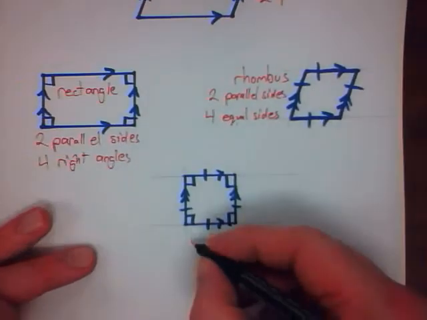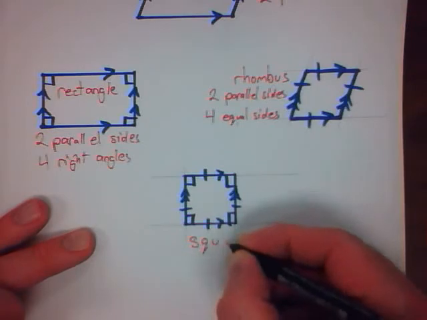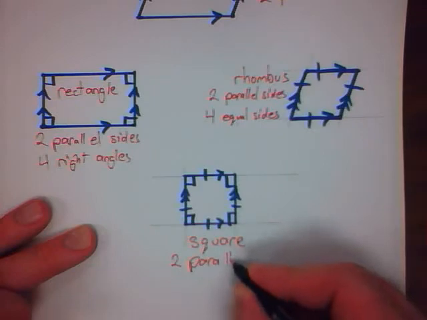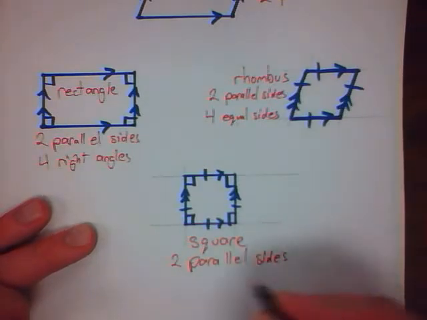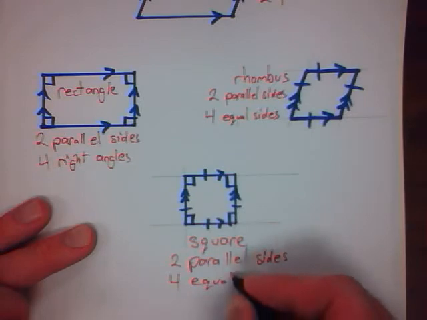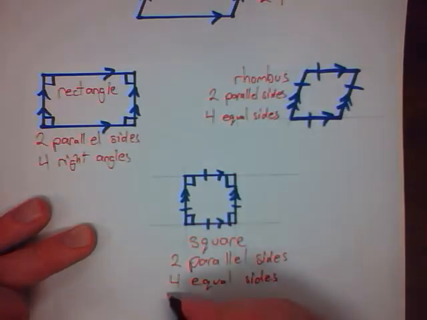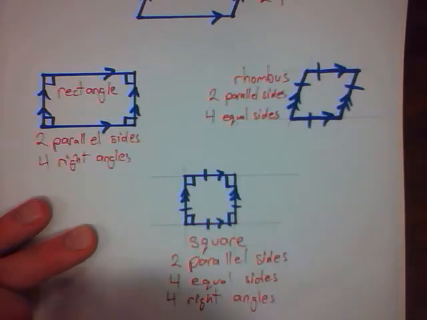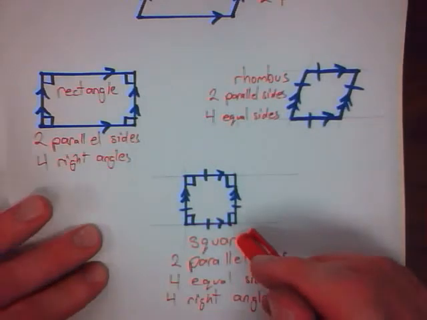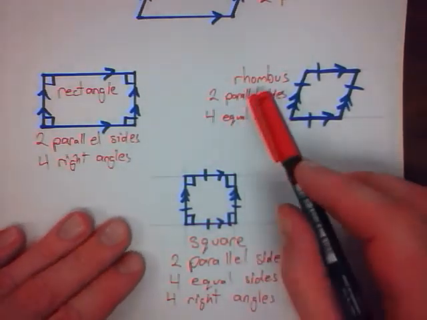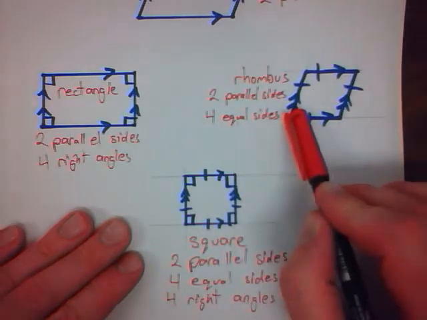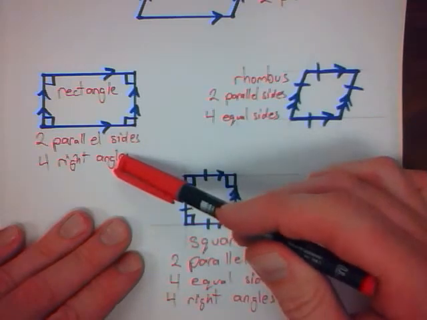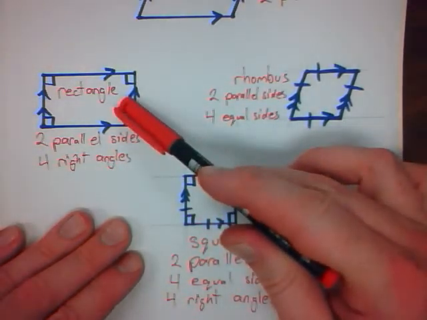Last shape, the square. It has 2 parallel sides. It has 4 equal sides, and it has 4 right angles. So let's take a careful look here. What definitions does the square qualify for? Well, it has the 2 parallel sides and 4 equal sides, so a square is also a rhombus. Let's look over here. Does it qualify for a rectangle? Does it have 2 parallel sides and 4 right angles? Yes, it does. So a square is also a rectangle.